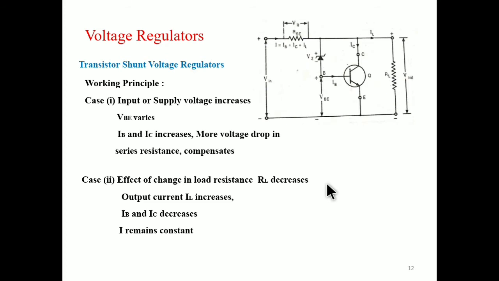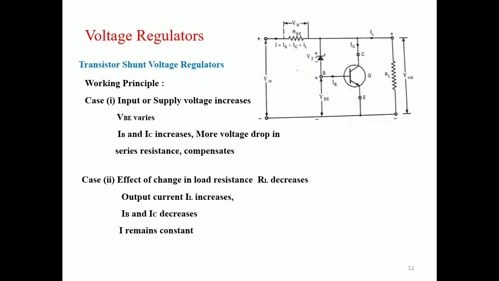Let us explain the working principle of the transistor shunt voltage regulator. Again, it has two cases. The first one: what happens if the input voltage increases? It causes an increase in Vout and VBE, resulting in an increase in base current and therefore an increase in the collector current, because IB and IC are interrelated. If the VBE value changes, IB changes, and thereby IC also changes.